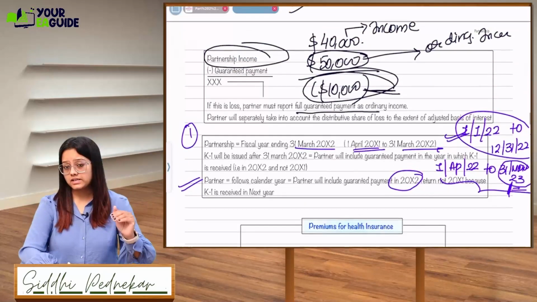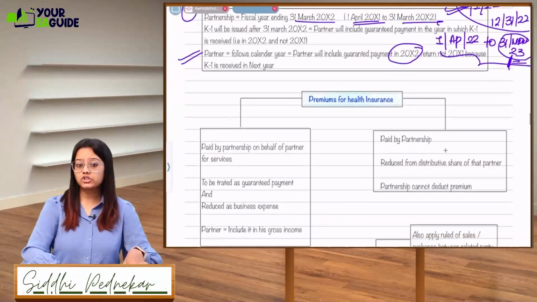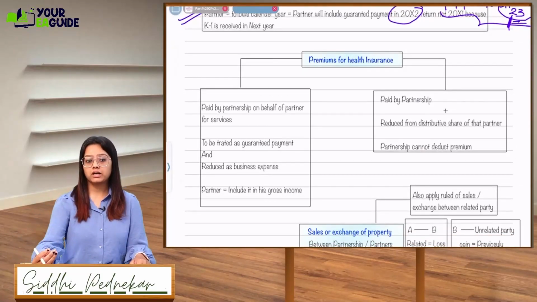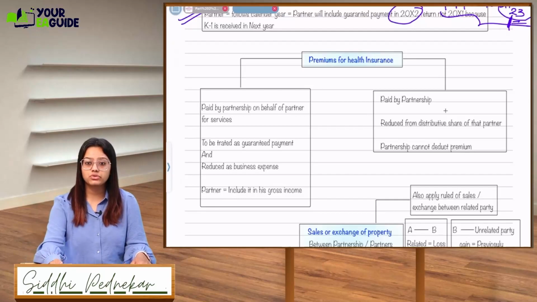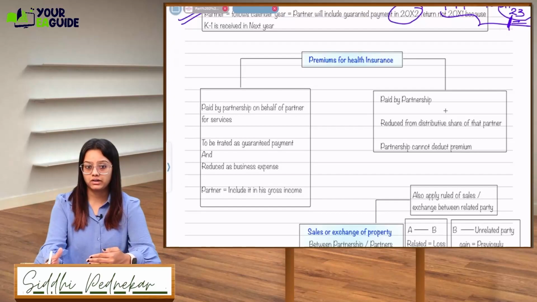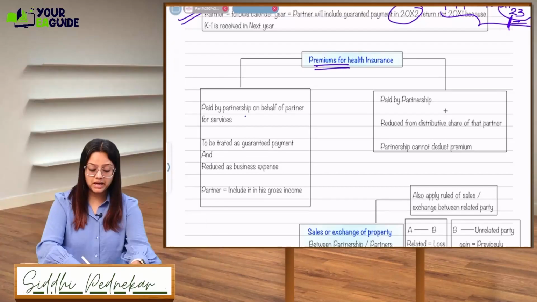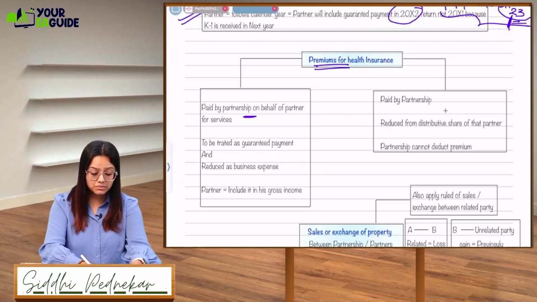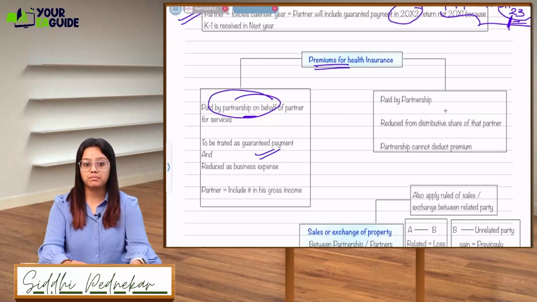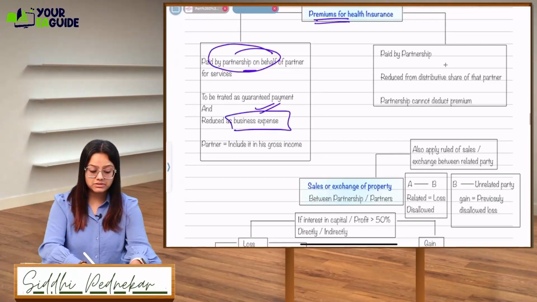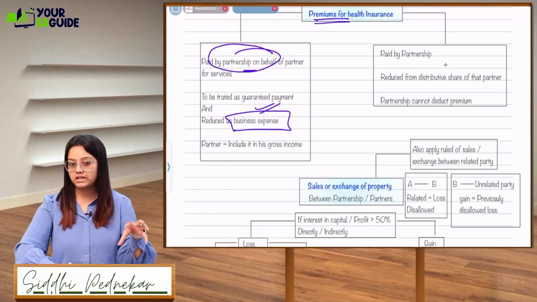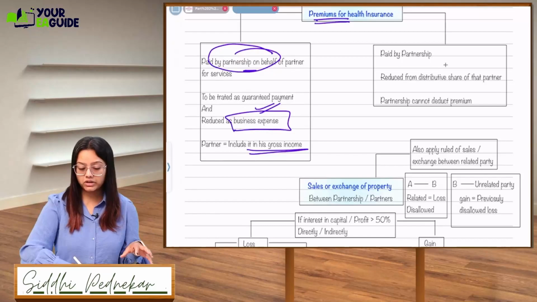Next is a partner receiving health insurance instead of guaranteed payments. Some partnership firms will not give you a guaranteed payment. Instead, the partnership firm just pays the insurance premium for the health of a partner. If this premium is paid by the partnership firm on behalf of a partner for services, then the premium amount will be treated as a guaranteed payment and deducted as a business expense, the same as a guaranteed payment. In a guaranteed payment, the P&L takes it as a deduction, and for the partner it is included in the gross income.